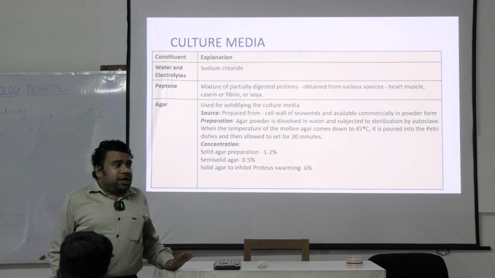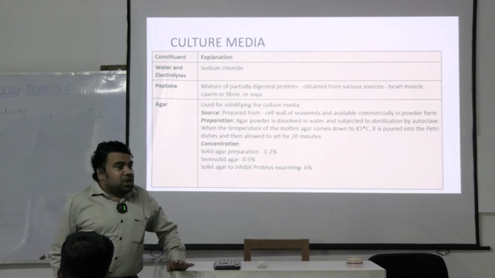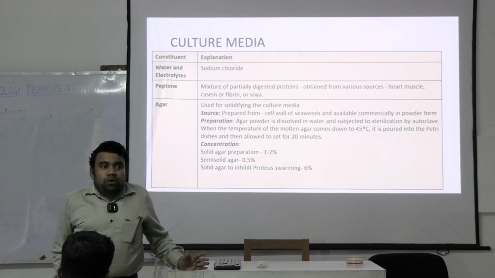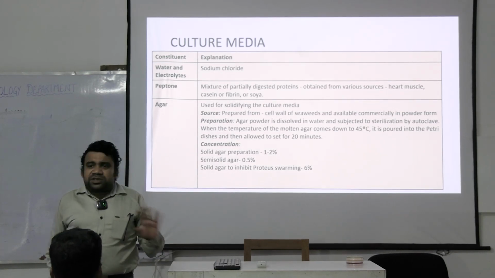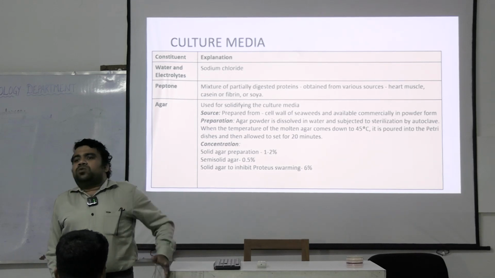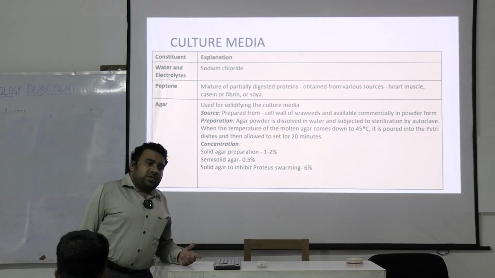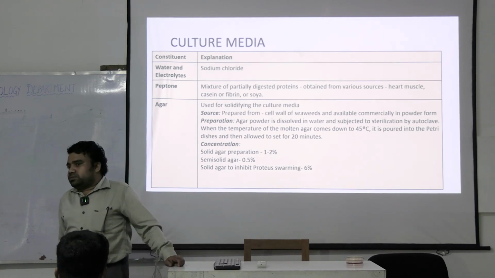That means they are dependent on nutrition and they are dependent on temperature. So most of them will grow at body temperature, that is around 37 degrees centigrade. And among the nutrition, what will be the nutrients? Obviously it will need water, electrolytes, protein and carbohydrate source.